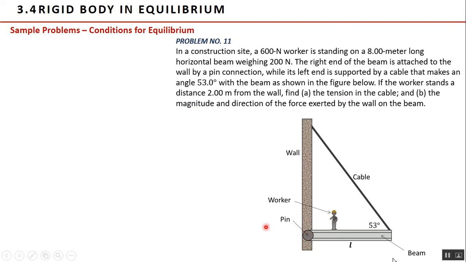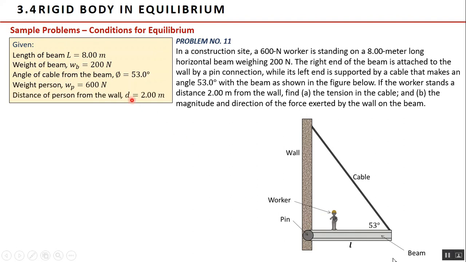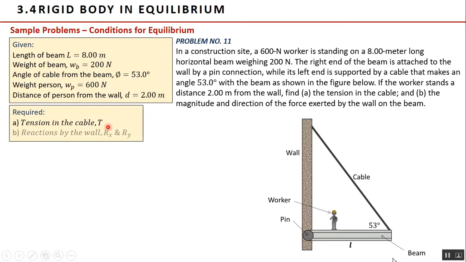So let us write down the given information. The length of this beam is 8 meters and it weighs 200 newtons. It is supported at the end by a cable which makes an angle of 53 degrees with the beam. And this is the person weighing 600 newtons. His distance from the wall, d, is 2 meters. What we are going to solve is letter A, the tension in the cable, and letter B, the reactions by the pin on the wall, Rx and Ry.